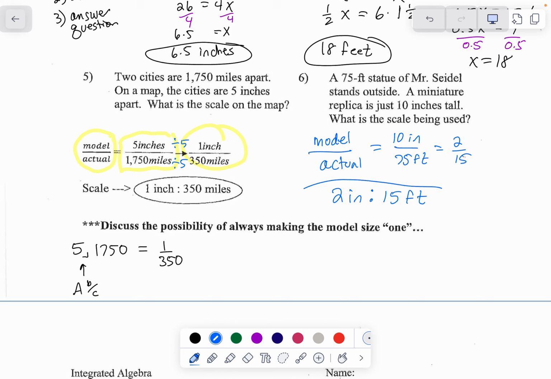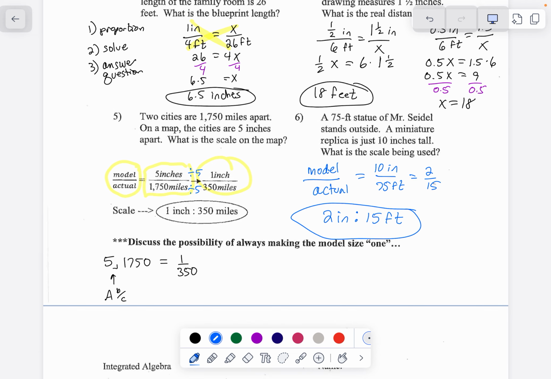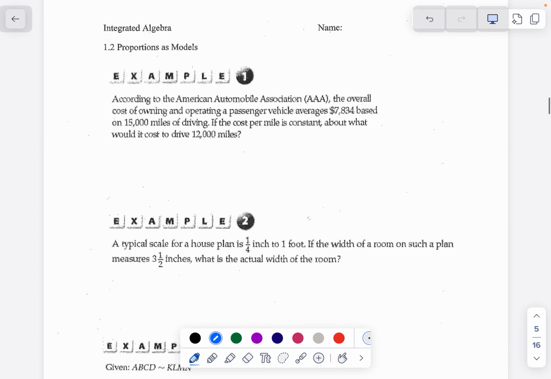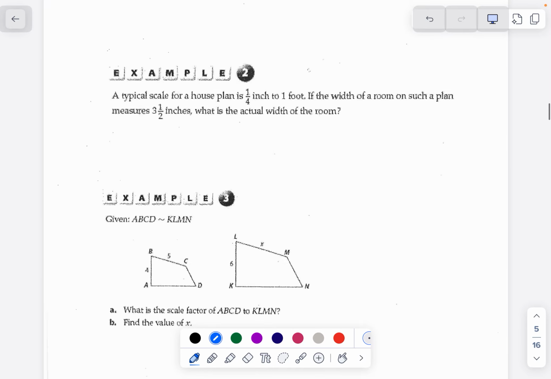So in your actual scale, make sure that you include the units. The first number should be your reduced model. Your second number should be the actual, okay? So make sure that you are writing it like that. Do we have any questions there? Okay. So we have some more examples.